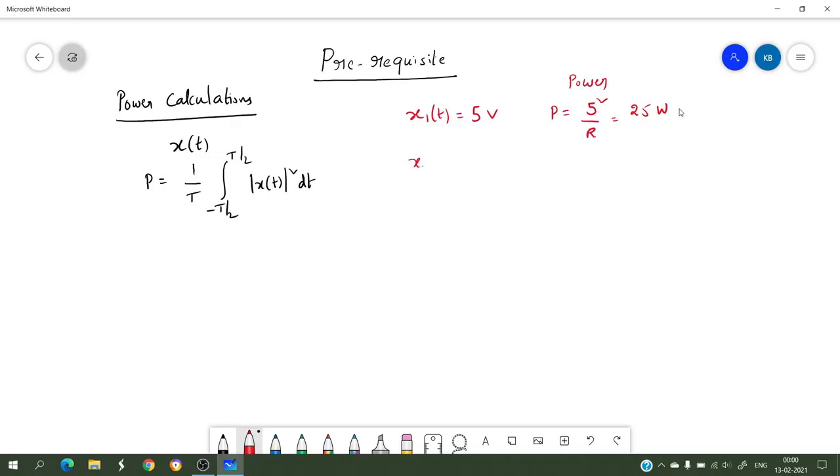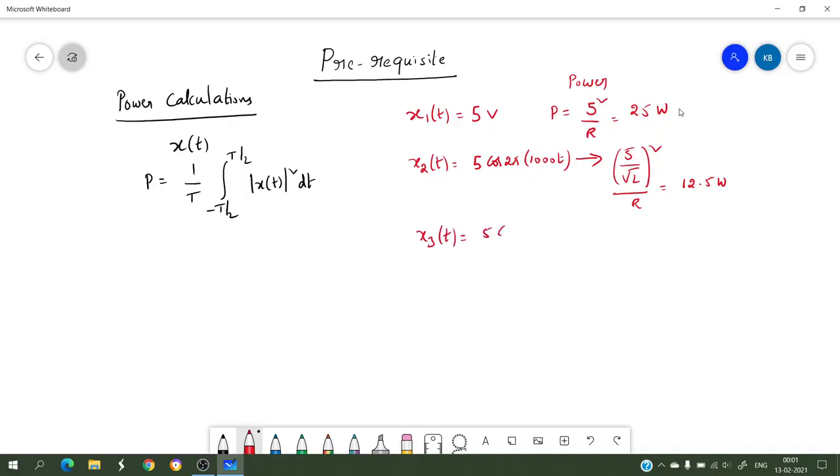Let us consider one more signal x2(t), and here it is a sinusoidal signal, 5 cos 2 pi into 1000 t, and the formula for finding the power for these types of signals is RMS square by resistance. So here RMS is the peak voltage by root 2. Here 5 is the peak voltage, and RMS square by R is 12.5 watts.